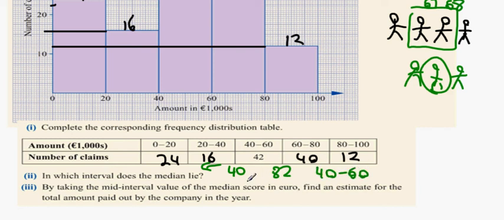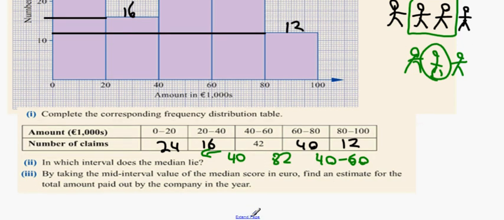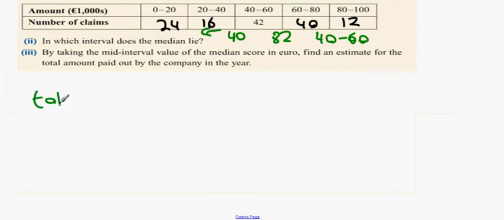Taking the mid-interval values of the median score in euro, find an estimate for the total amount paid out by the company in the year. Okay, so it wants the total amount paid. Now, if you remember correctly, what we do is take the middle value in each interval. So 10, 30, 50. You add them together and divide by 2. We got 70 there. We got 90 here. So the total amount, now remember, this is going to be in the thousands, okay?